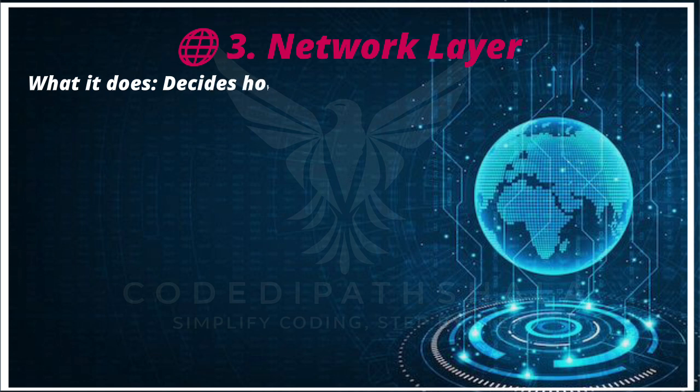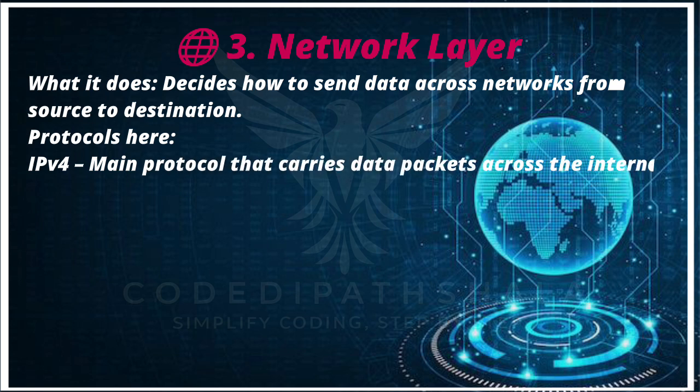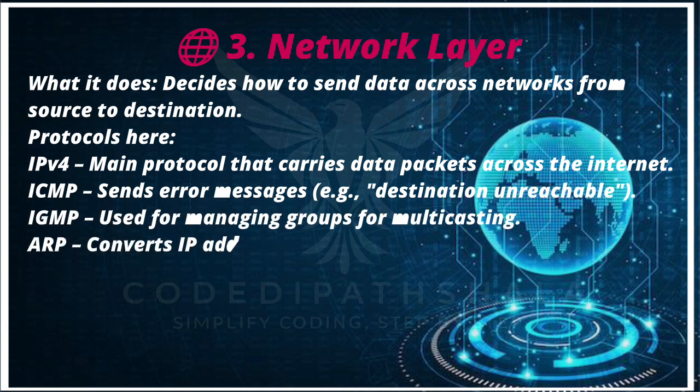3. Network layer. What it does: decides how to send data across networks from source to destination. Protocols here: IPv4, the main protocol that carries data packets across the internet. ICMP sends error messages, e.g., destination unreachable. IGMP is used for managing groups for multicasting. ARP converts IP addresses into MAC addresses.